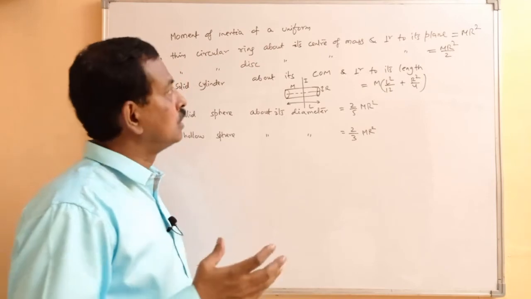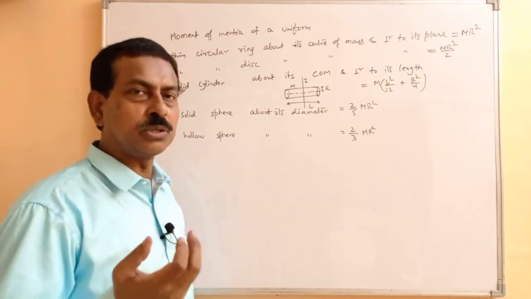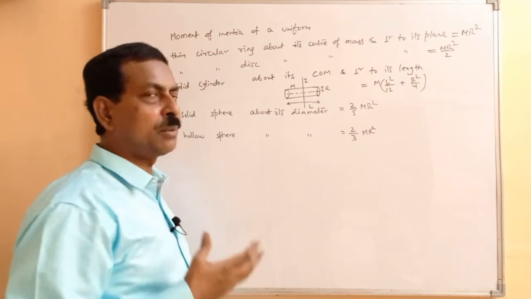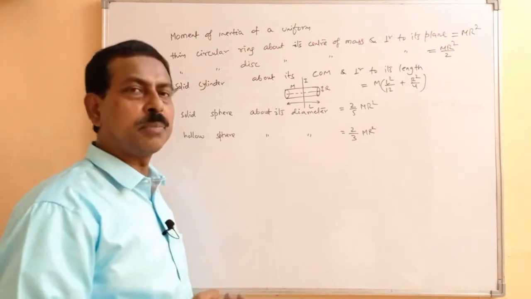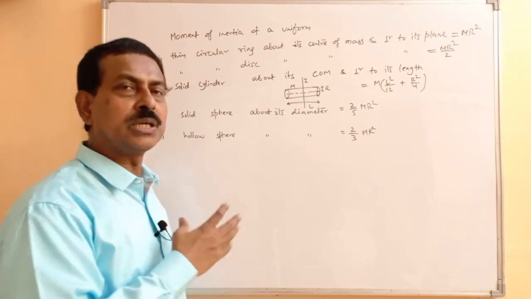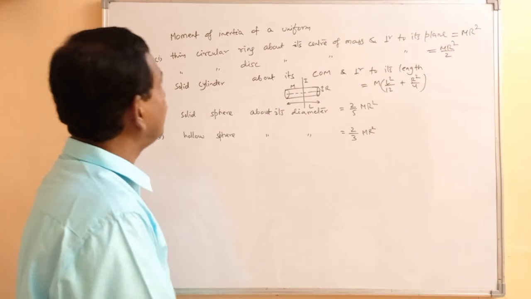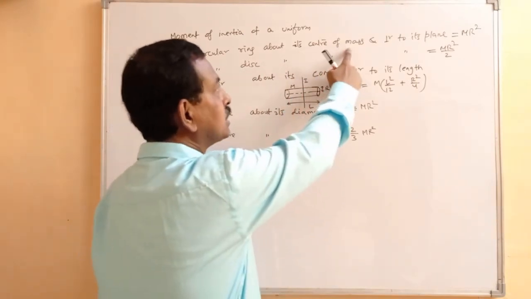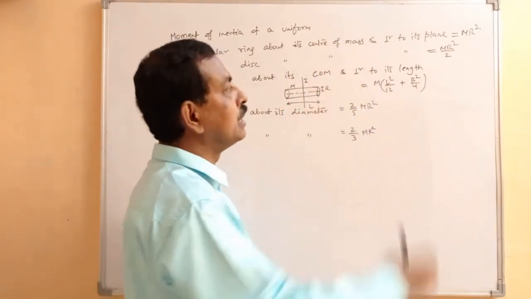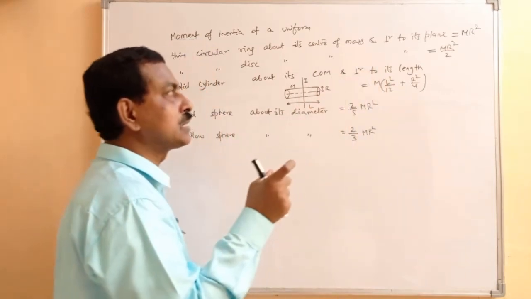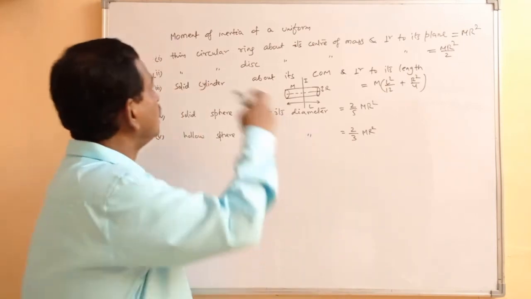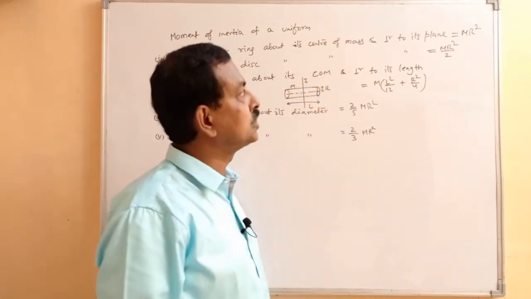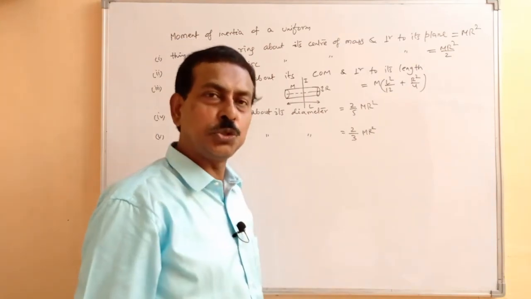These are the moments of inertia of different shaped bodies about their center of mass. You should know these, and if you know the moment of inertia about the center of mass, then using the theorem of parallel and perpendicular axis, you can find the moment of inertia of the body about any axis. Like, the moment of inertia of a uniform thin circular ring about an axis passing through its center of mass and perpendicular to its plane will be mr square. M is the mass of the ring and r is its radius. Similarly, for a thin circular disc about its center of mass and perpendicular to its plane, it will be mr square by 2.